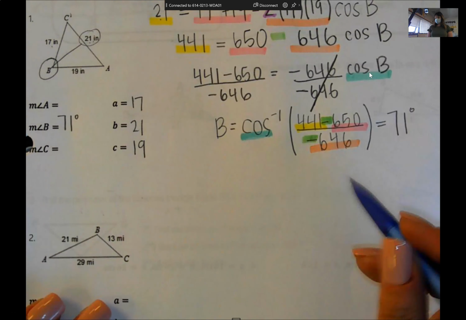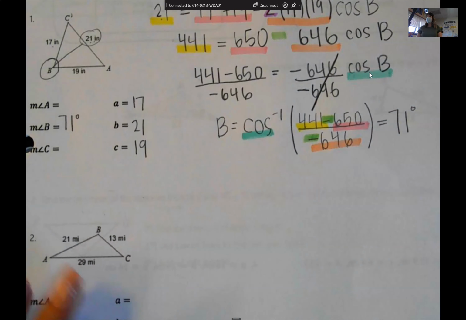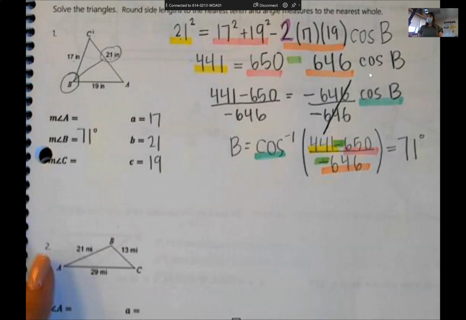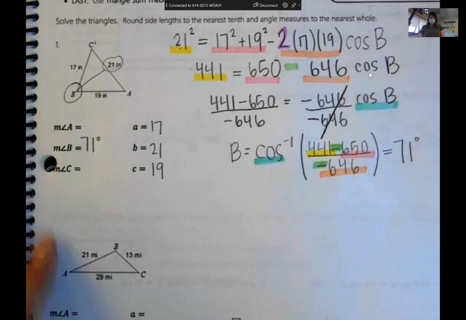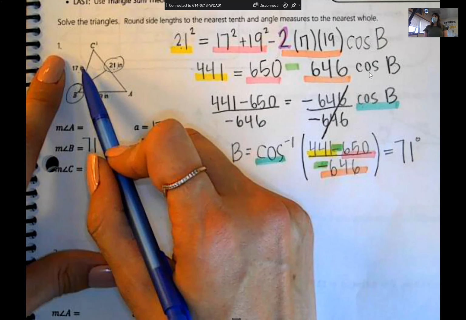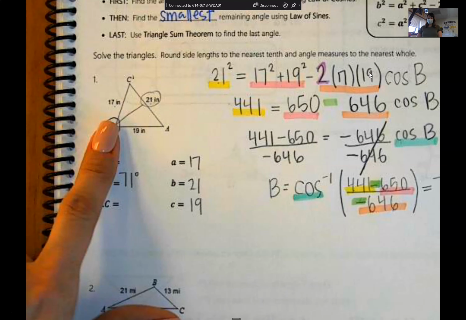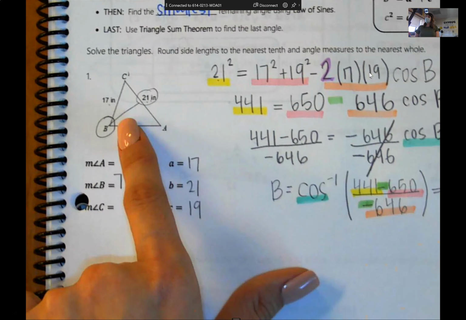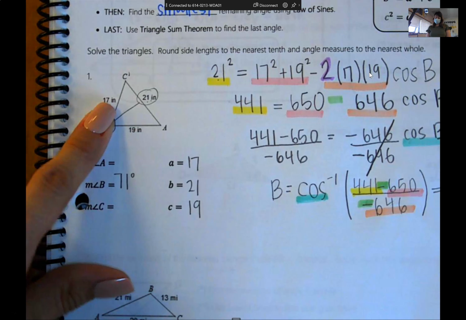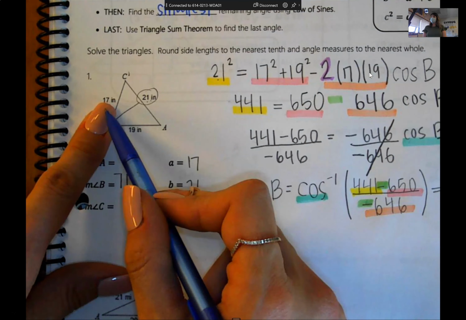Step number 2 now is that we need to find the smallest angle. We need to find the smallest angle. So that means we go to the smallest side left. So I circled the first thing that I found. Now between 17 and 19, I'm going to choose 17.